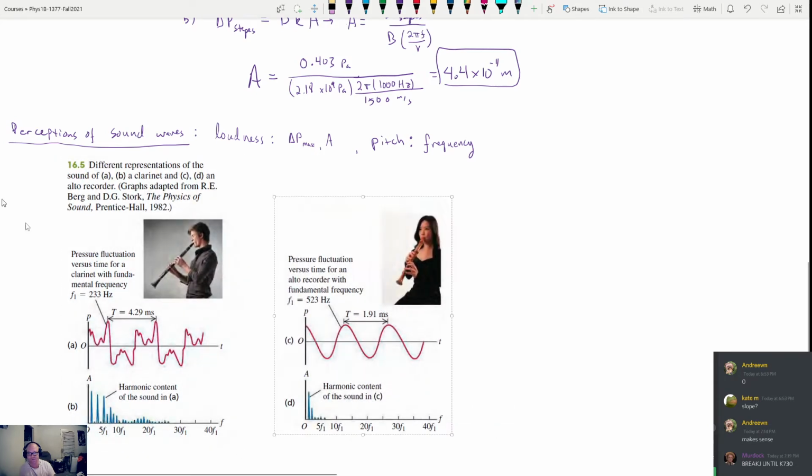Different instruments. The instrument over here is a clarinet, and here's the person playing the clarinet. And this is pressure fluctuation versus time for a clarinet with a fundamental frequency F1 equal to this. If you hook up a clarinet and play it in front of a speaker, you can get all kinds of various programs to produce this waveform for you here. Now what you might notice almost immediately is it doesn't look like a sine wave anymore, right?